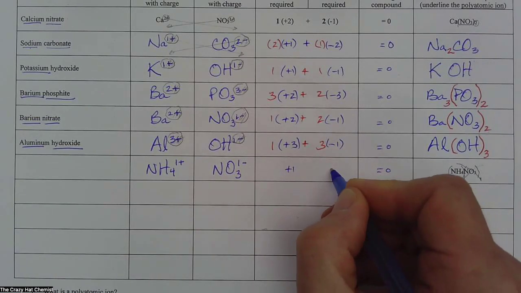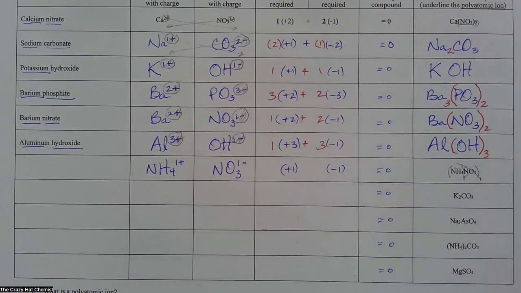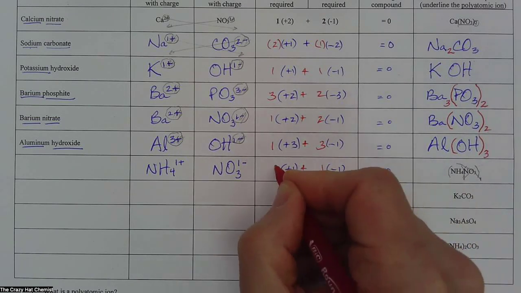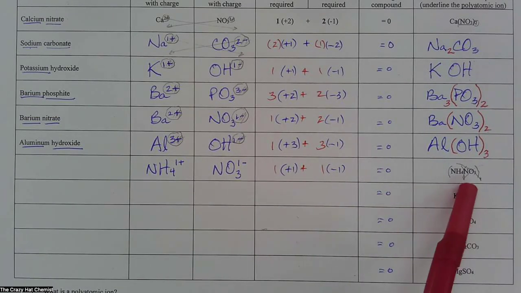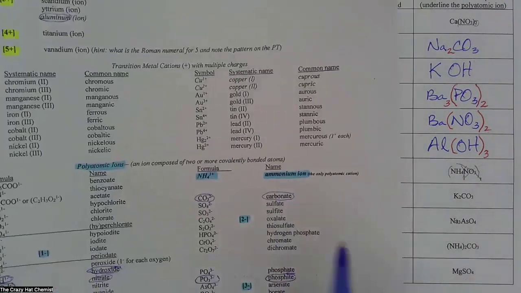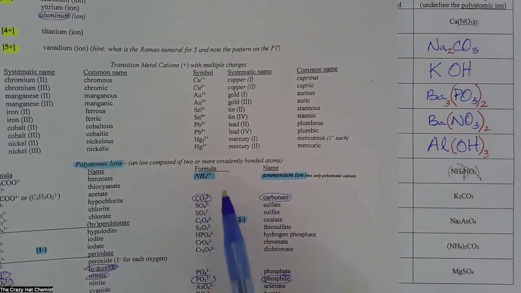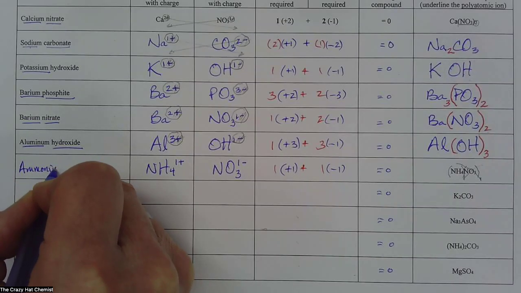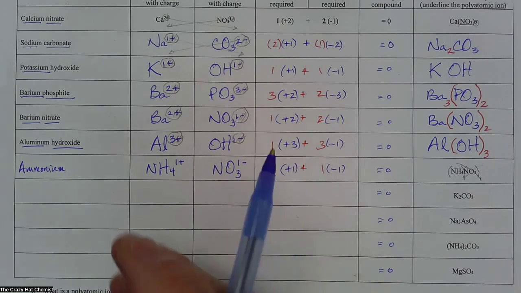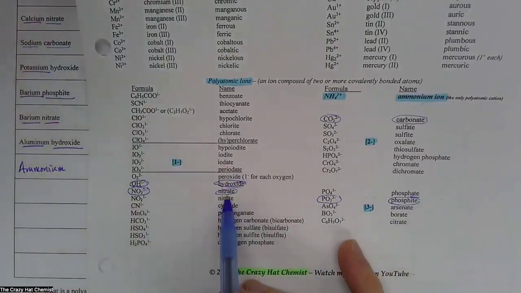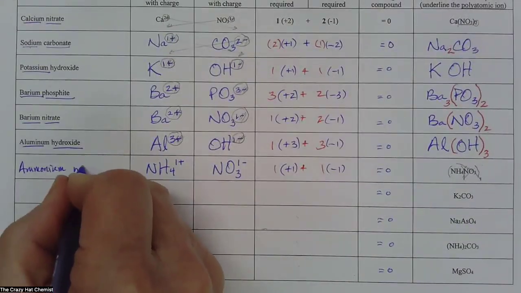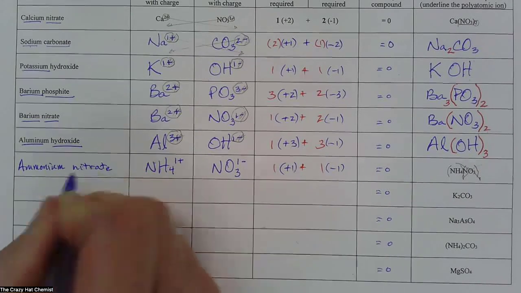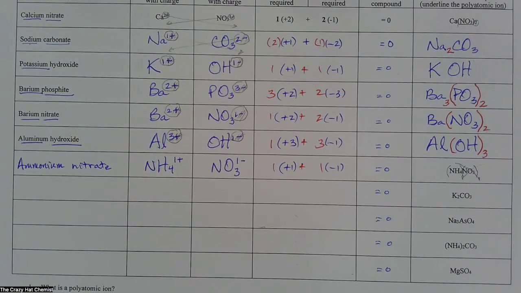That's a 1 plus, a 1 minus, and lo and behold, if I multiply both of these by 1, that's why those are 1s right there. The name of NH4, it is the only polyatomic cation. That's a cation with a positive charge. That's ammonium. Ammonium. And then NO3 minus 1, what's the name of that? Nitrate. Perfect.